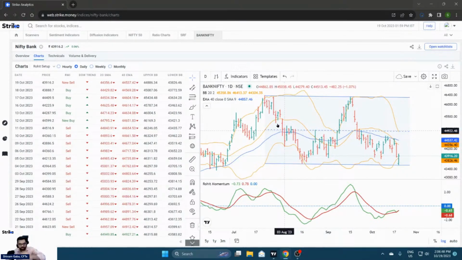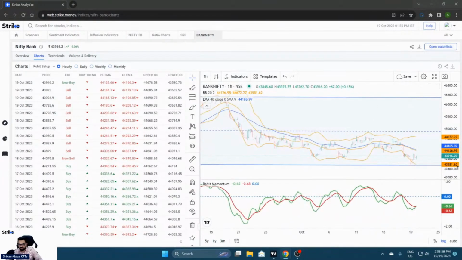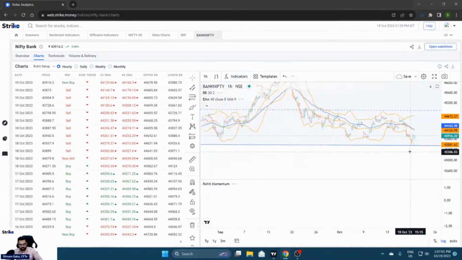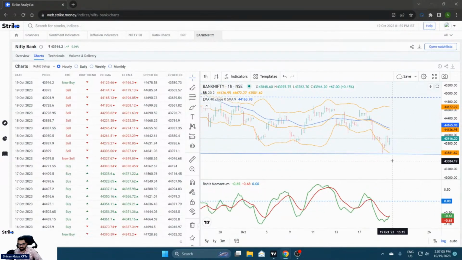So it looks like a range. It hasn't broken the range towards the downside, so it keeps us on our toes to watch it. In terms of the hourly chart, it is actually giving a bullish cross on the RMI right now. So it needs to confirm on the candle closing, and no other confirmation as of yet.